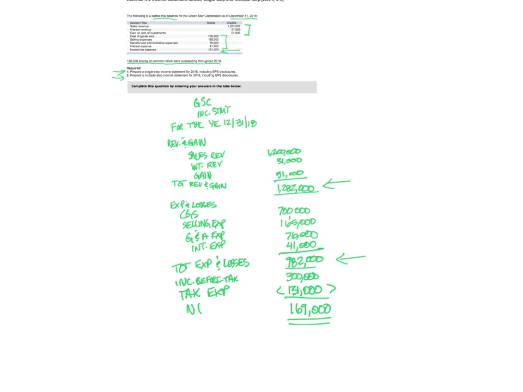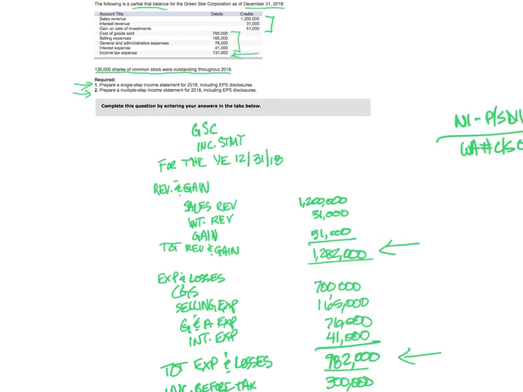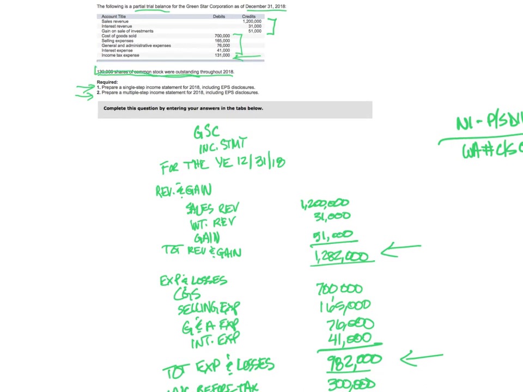So now what we want to do is calculate our basic earnings per share. So I highlighted this in the previous video, and we'll talk about it more as the chapter progresses. But basic earnings per share is calculated by taking net income minus preferred stock dividends and divided by your weighted average number of common stock shares outstanding. They give us common stock shares outstanding here, of 130,000 throughout the year.